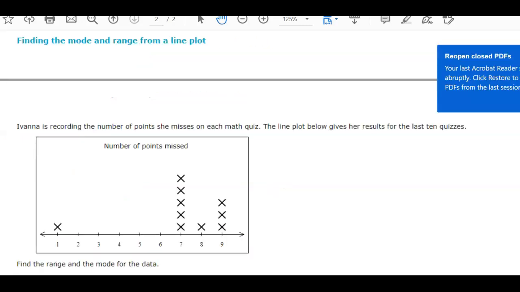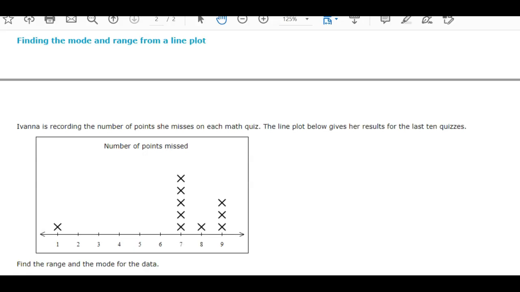Next one here, finding the mode and the range from a line plot. So let's go ahead and take care of this. Really easy, you guys. So we got to find the mode. Mode is the most often number. And we can tell by looking at the line plot that 1 appears once. And these are the number of points that she missed on her last 10 math quizzes. The points she misses. So does that mean she missed 1 point and got a 10? And missed 9 points and got a 1? I don't know, you guys. I hope she didn't miss 9.